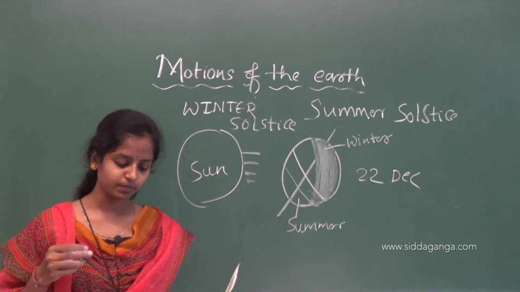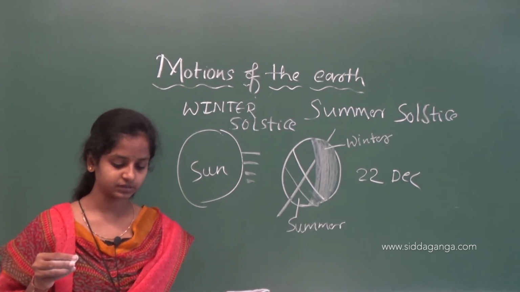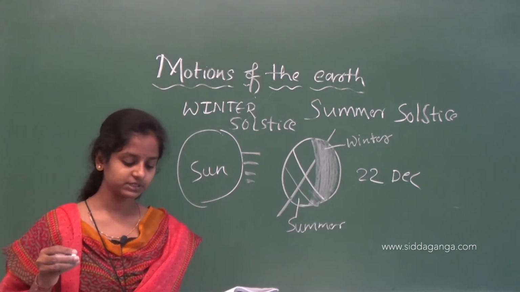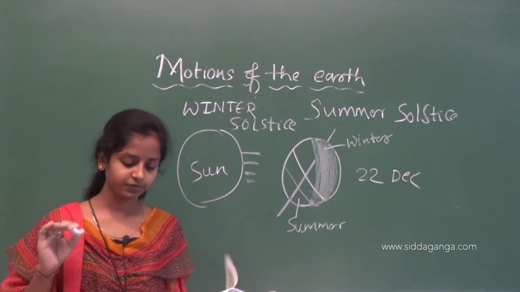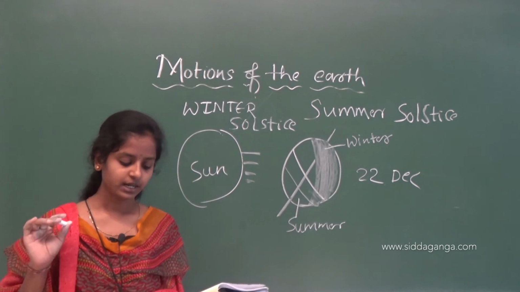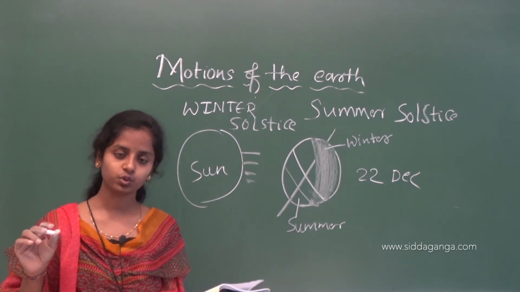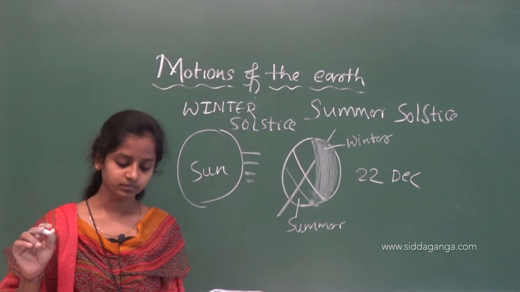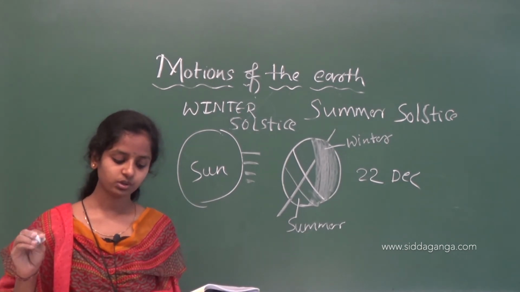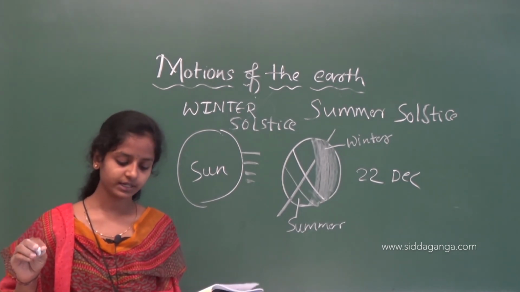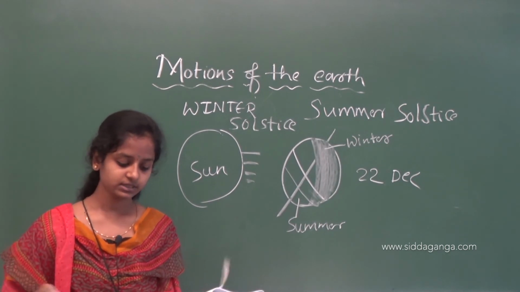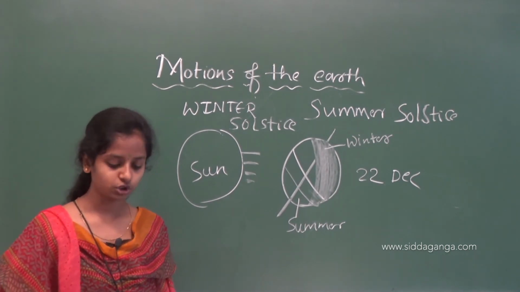On 21st March and September 23rd, direct rays of the sun fall on the equator. At this position, neither of the poles is tilted towards the sun. So the whole earth experiences equal days and equal nights. This is called an equinox.